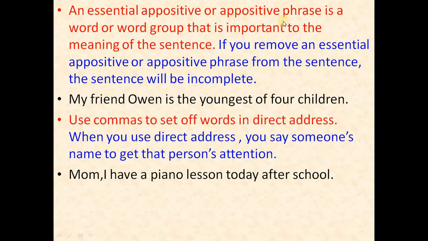An essential appositive or appositive phrase is a word or a word group that is important to the meaning of a sentence. So, for example, if we look at this example, my friend Owen is the youngest of 4 children. Now the speaker could have many friends, but he talks about his friend Owen. That's why this interrupter is very important to the meaning of a sentence, so I cannot set it off by using commas.